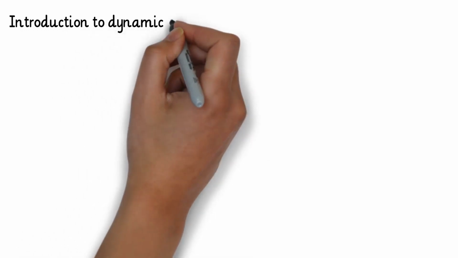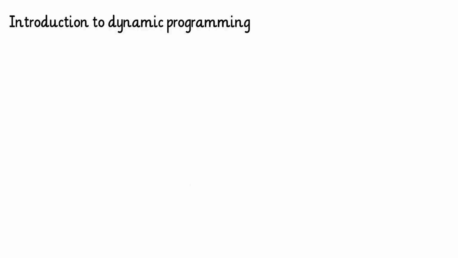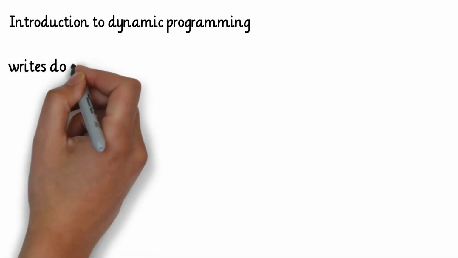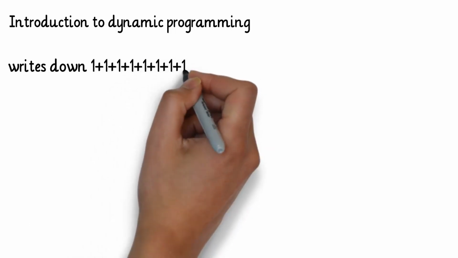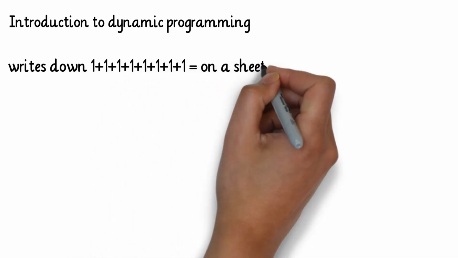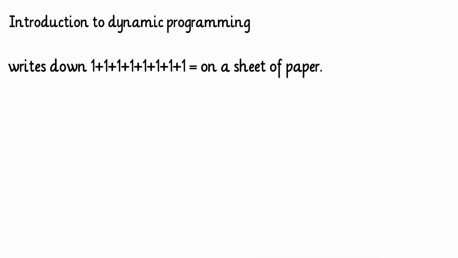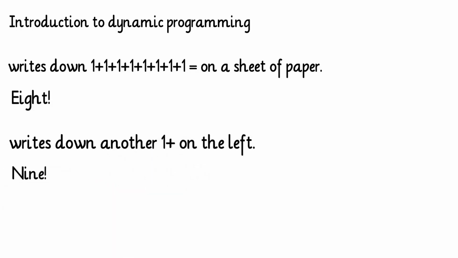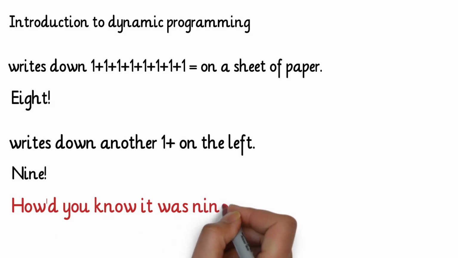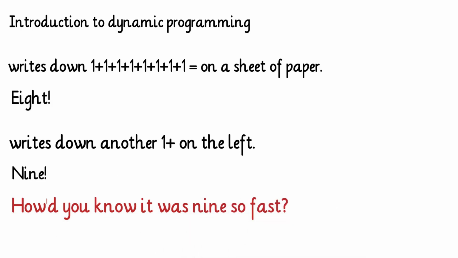Introduction to dynamic programming. Let's do some quick exercise first. To get the feel of dynamic programming, write down 1 plus 1 plus 1 plus 1 plus 1 plus 1 plus 1 plus 1 equals on a sheet of paper. What's that equal to? Counting, 8. Write down another 1 plus on the left. What about that? Quickly, 9. How did you know it was 9 so fast? You just added one more. So, you didn't need to recount because you remembered there were 8.